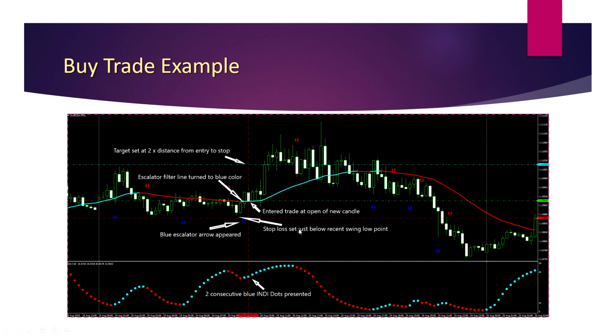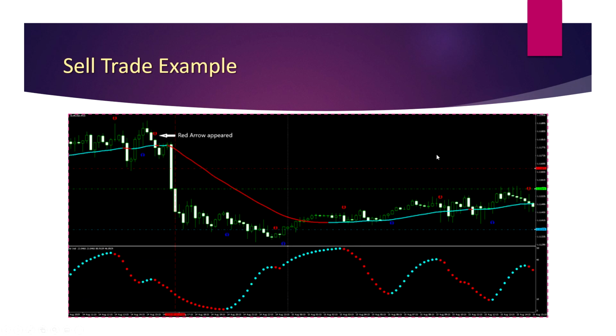For the take profit, we are just using double the distance from the entry to the stop loss, and that's all we need to do. We can see that here the target was reached really fast without any issue. Okay, now let's look at the sell trade example.